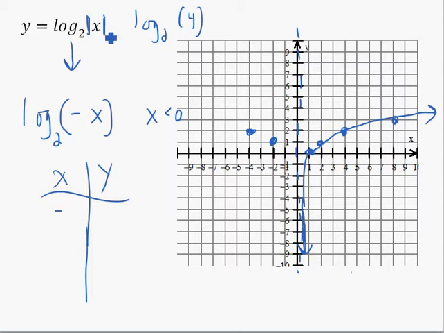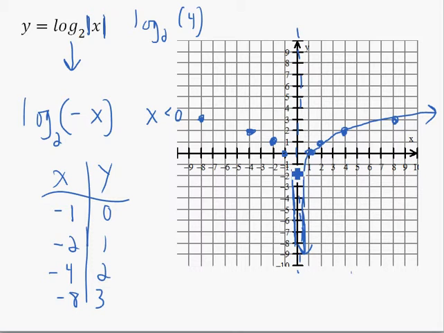So I'm saying if x is negative 1, you get log base 2 of 1. That's 0. If x is negative 2, you get log base 2 of 2. That's 1. If x is negative 4, you get log base 2 of 4. That's 2. And if x is negative 8, you get log base 2 of positive 8, which is 3. And you can see here, it's just mirroring what's going on this side, because it's changing all the negatives to positive, and it makes it do the same exact thing. It's just going in the opposite direction now. So we're still going to have an asymptote at 0, but now it's going to go this way.